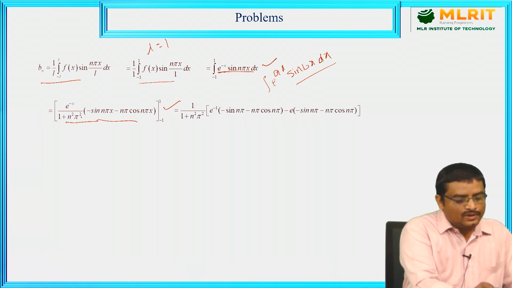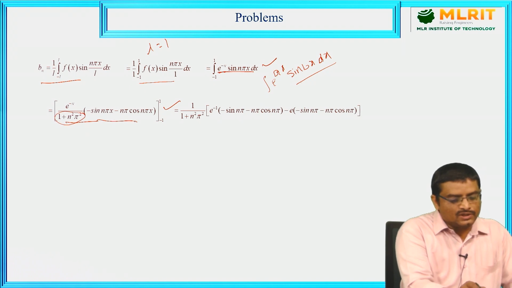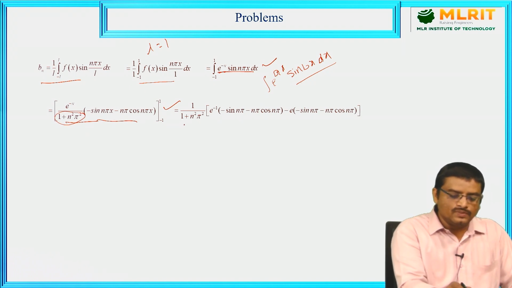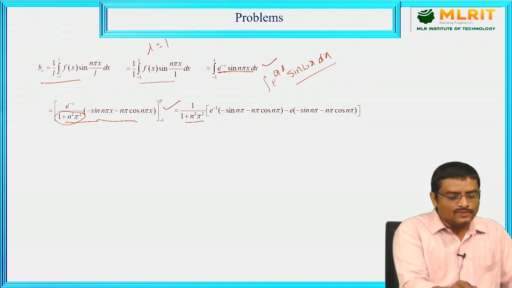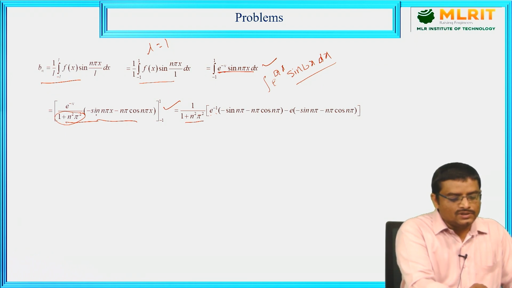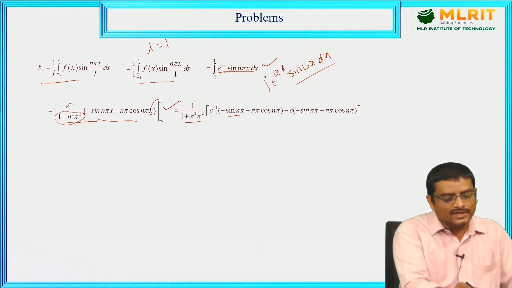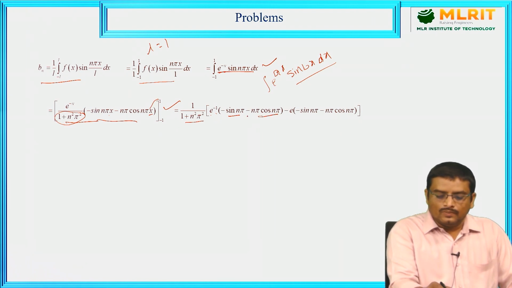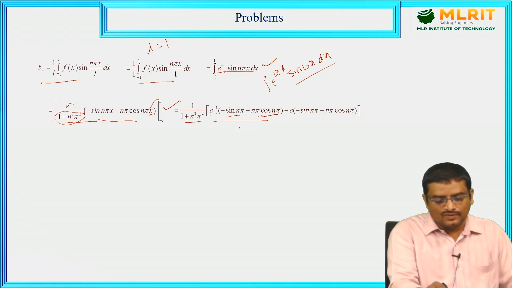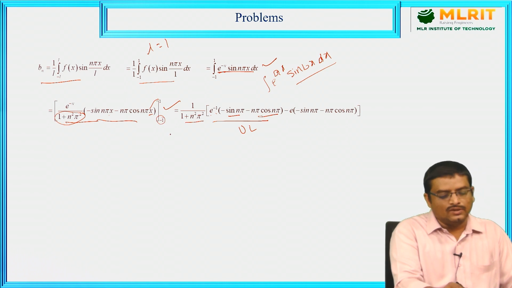Take this denominator outside because we don't have any x terms here, since we are substituting the limits in place of x, so this becomes a constant. So 1 by 1 plus n square pi square I have taken outside, and substitute x is equal to 1, the upper limit. If you replace x is equal to 1 here, you will get e power minus 1 into minus sin n pi into 1, so we can take it as minus sin n pi minus n pi into cos n pi x. Here replace x with 1, you will get minus n pi cos n pi. This is the value after substituting the upper limit, minus substitute the lower limit. Our lower limit is x is equal to minus 1.